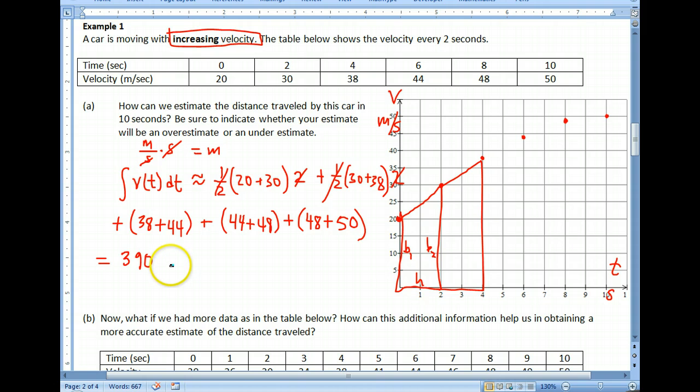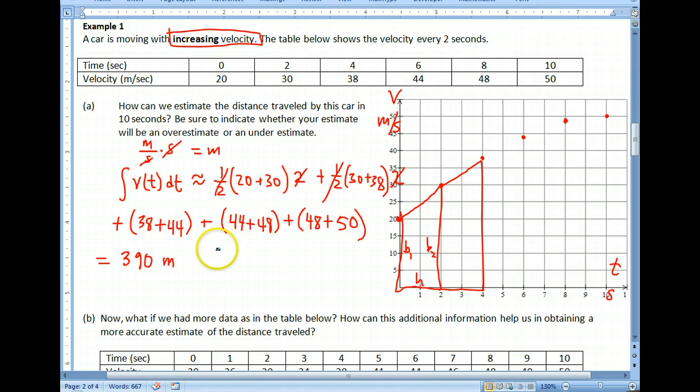What are the units of this? Meters. Just meters. We just talked about it. Okay, 390 meters. Is this going to be an overestimate or underestimate?